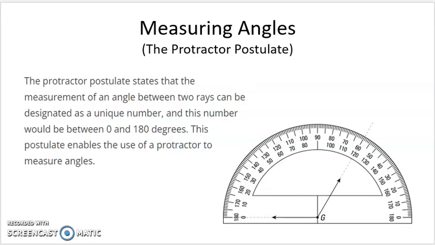Now, angles also have characteristics, and the principal characteristic is a measure. A measure is a unique number that's assigned to the angle, between 0 and 180 degrees. As you see, we've got an angle here. I'm going to give this a name. We'll say this is angle BGD.